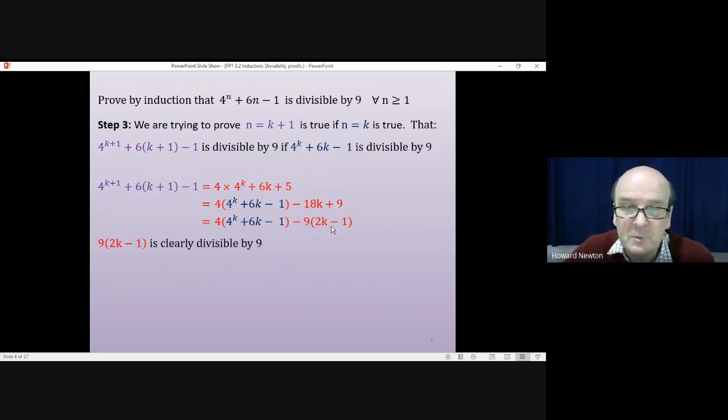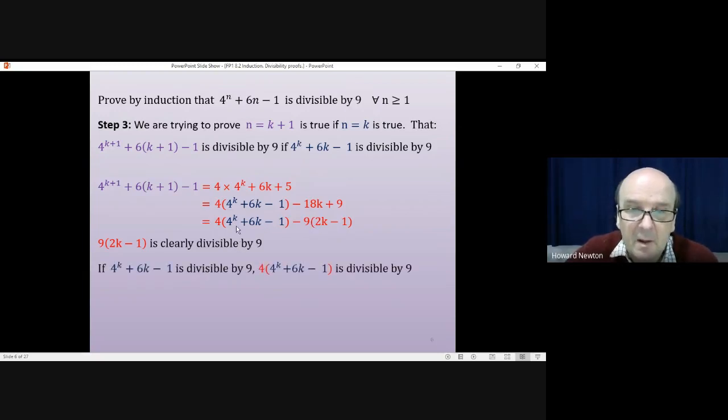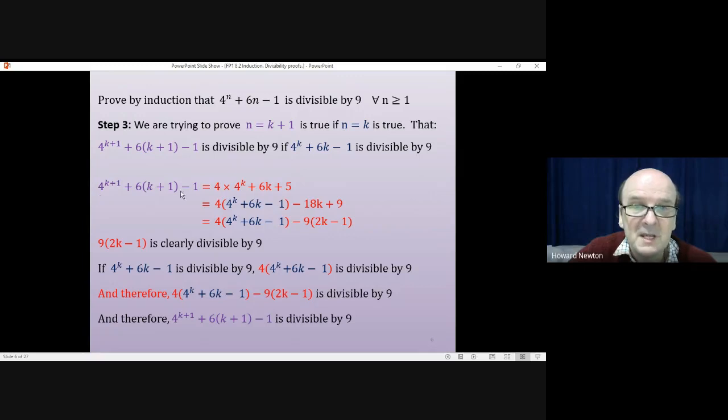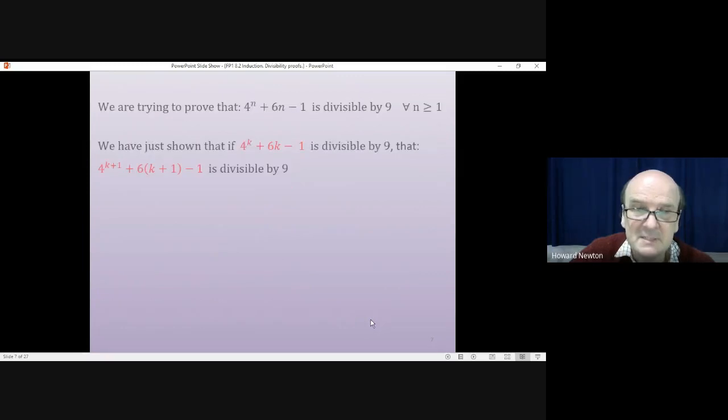Well, 9 times 2k minus 1 is clearly divisible by 9. 4 to the k plus 6k minus 1 is also divisible by 9. That's our assumption, which means that 4 times it is also divisible by 9. We're assuming that's the case. So if that is so, then the whole of that expression is divisible by 9. The first bit is because of the assumption we're making, and the second bit just clearly is. Therefore, this statement for k plus 1 is divisible by 9, as long as the previous statement is.